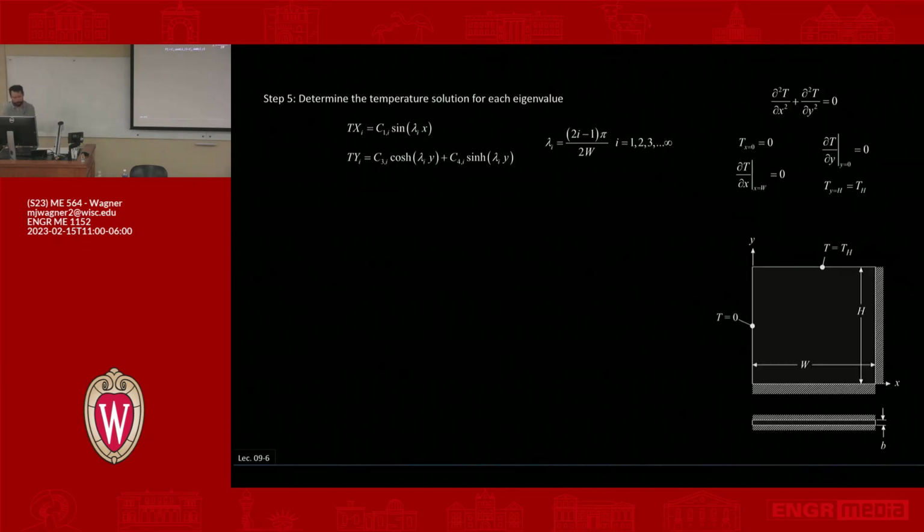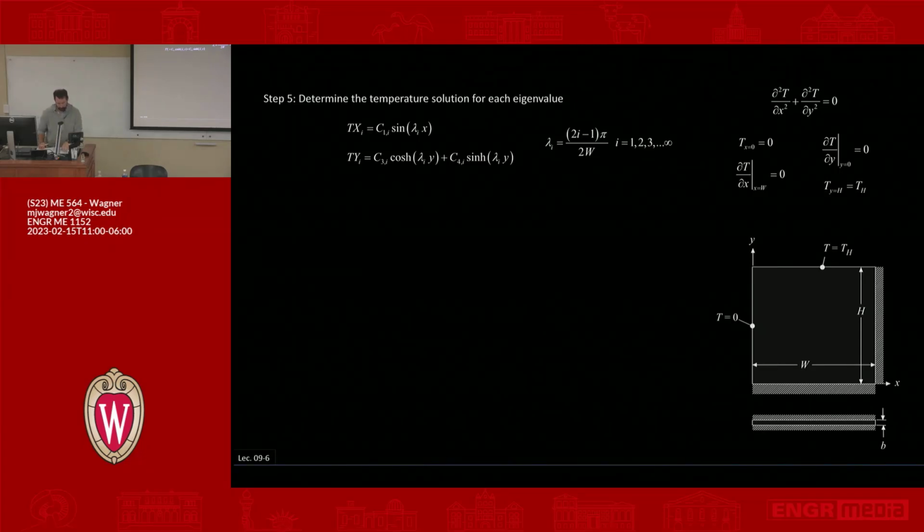Step 5, determine the temperature solution for each eigenvalue. Now the idea is, like I said, we have Tx, we have Ty, for index I. Now we need to bring them back together. Keep in mind, what have we done for boundary conditions so far? We've only enforced the homogeneous direction. The homogeneous direction has gotten us to the homogeneous solution for temperature, but it hasn't yet gotten us the actual solution to the problem in the non-homogeneous direction. So we need to take this and combine it back together.